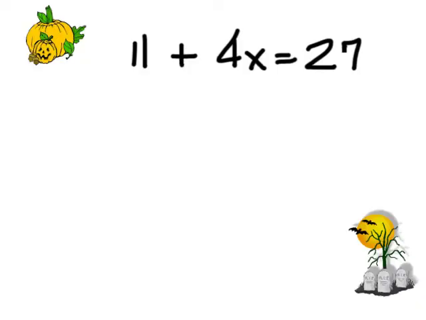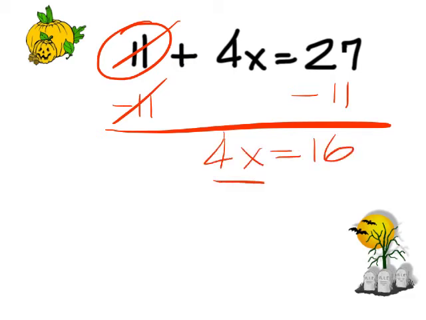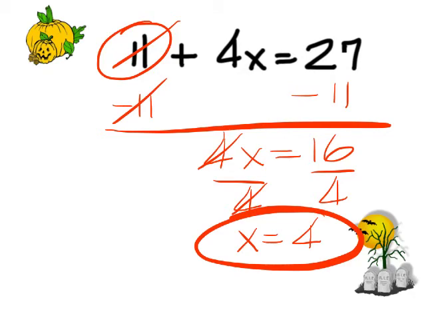Example number 6. We have a positive 11 here, so subtract 11 from both sides. Those cancel out. 4x equals 16. Divide both sides by 4. Remember, these cancel out. So your answer is 4.